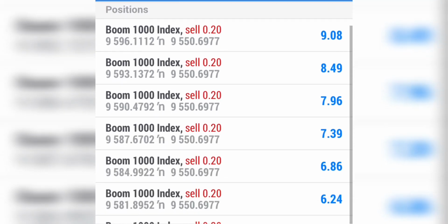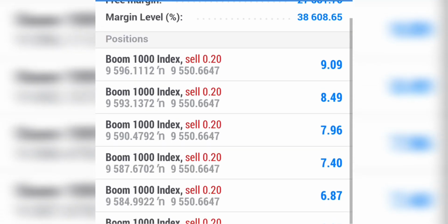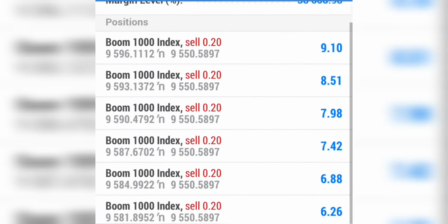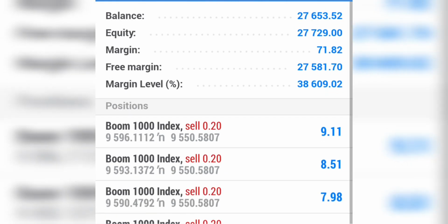Look at how it has picked positions. How many positions? 1, 2, 3, 4, 5, 6, 7, 8, 9, 10, 11. If you shoot up now and you don't have enough equity, you're going to be in a loss of about $20 to $30. So that's why you have to have enough equity, up to like $500 or $1,000.